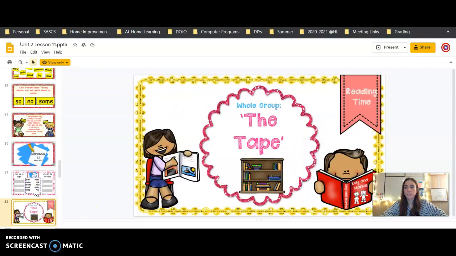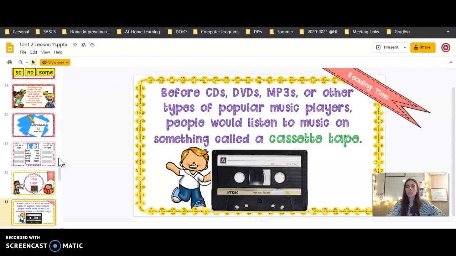All right, looks like we did that. So now it's on to the story called The Tape. Before CDs, DVDs, MP3s, or other types of popular music players, some people would listen to music on something called a cassette tape. I remember that, and I'm sure a lot of your parents will remember that too, or your grandparents.